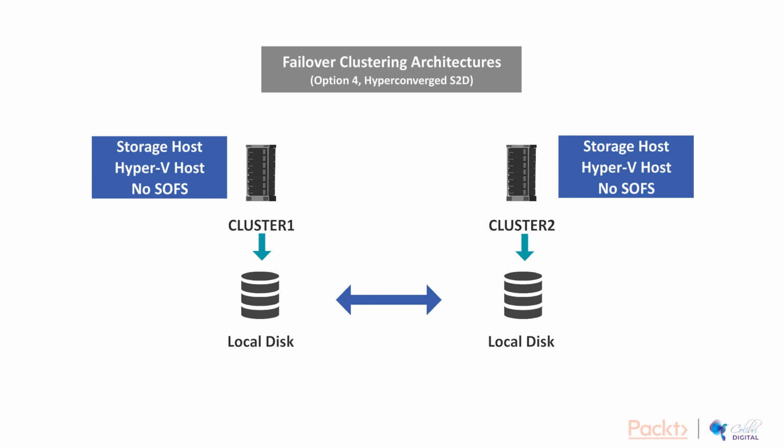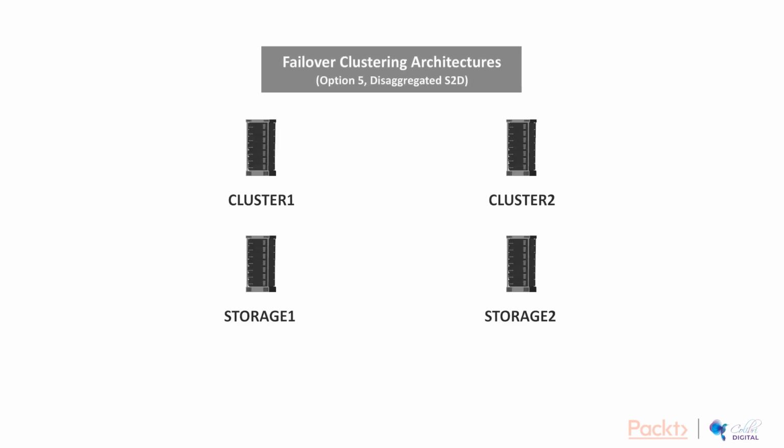Now we're not done yet because, similar to option 3, there is also option number 5. And option number 5 is an option that leans also on Storage Spaces Direct. That is what we can call a disaggregated S2D cluster architecture. In a disaggregated S2D cluster architecture, here we have Storage Spaces Direct, and we return back to the idea of separating out the cluster nodes, so our compute nodes from our storage nodes.